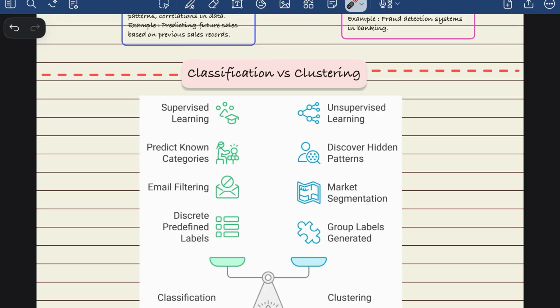Now let's move forward and discuss classification and clustering. So before we hit the technical definition, let's look at a quick story to burn this concept into your brain forever. Alright, so imagine it's the first day of college, and the professor walks into a massive hall packed with 500 new students.